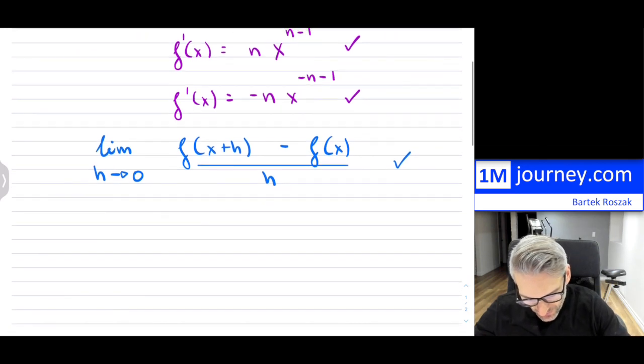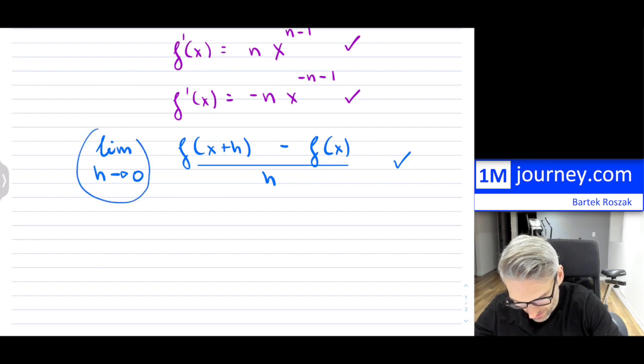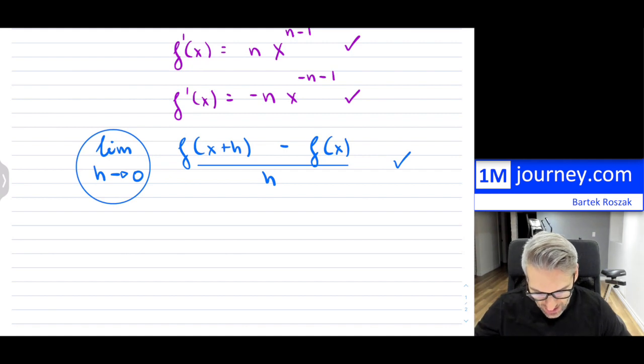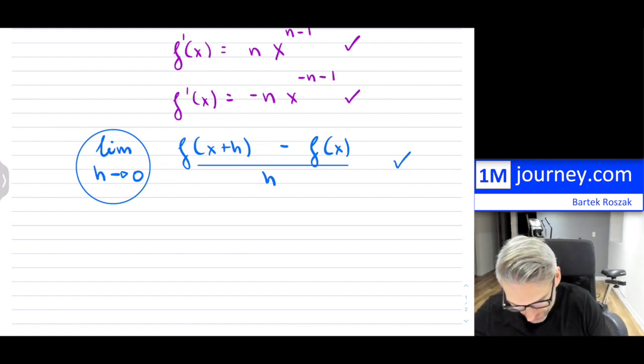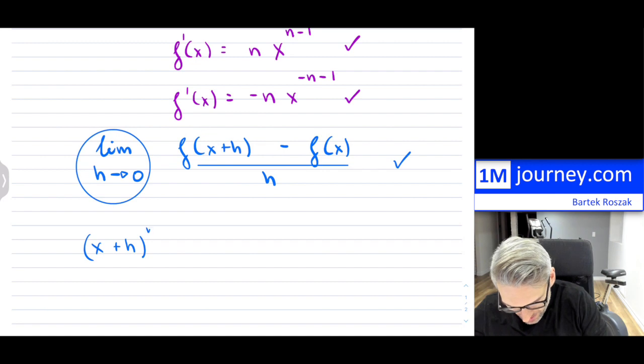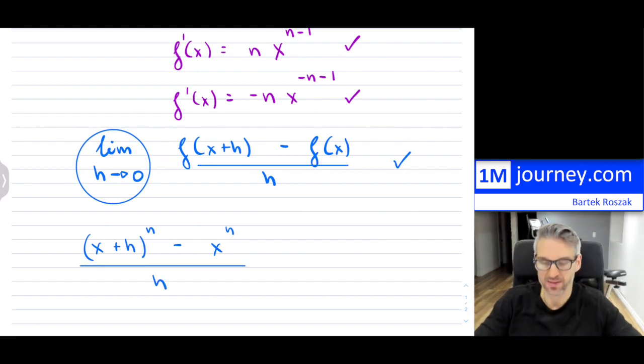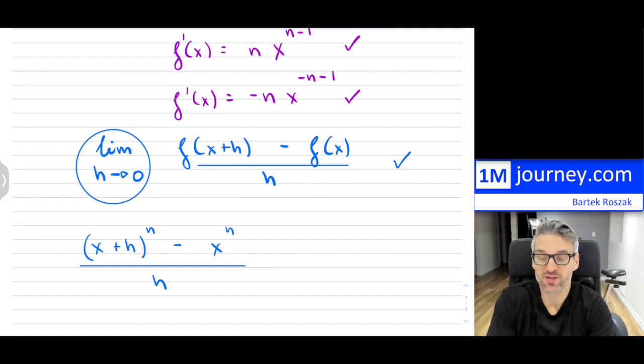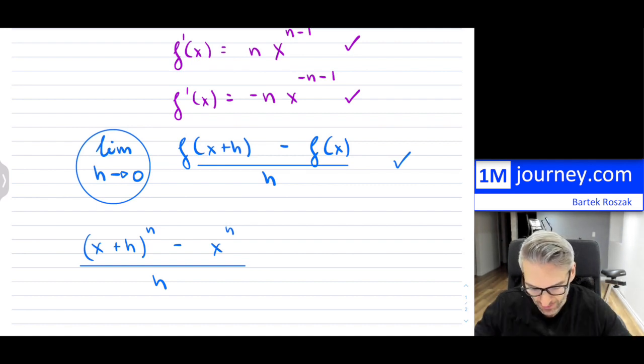Now, if I substitute this in here, I'm just going to drop the limit for the time being. We know that h is approaching 0, so we'll get there. I'm just going to take the actual difference up on top. Substituting into the difference, I get (x plus h) to the n minus x to the n, all over h, and then the limit as h approaches 0.